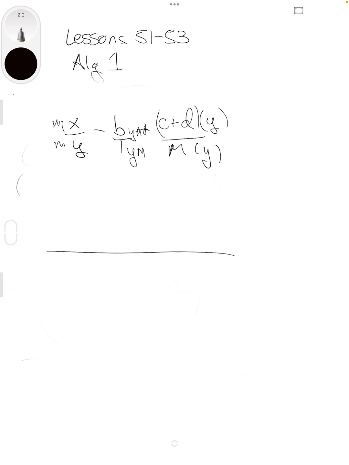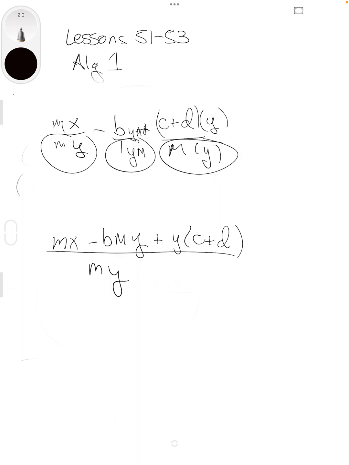So the answer is going to be my on the bottom. I have mx, that's the first one, minus bmy, that's the second one, plus y times c plus d. I could write c plus d times y, but generally when you have a single thing times a double, you put the single thing there. And so that's how you do it, is you get the common denominators to look the same. That's all there is. So it's not any more complicated than what you've been doing. It's just these problems look more complicated.